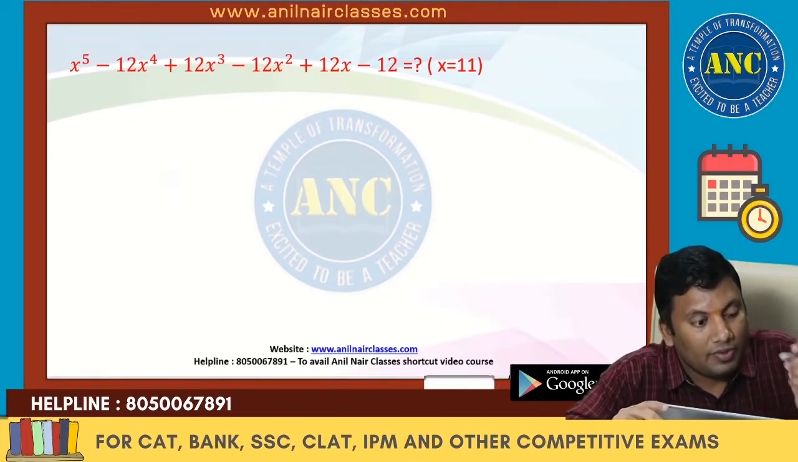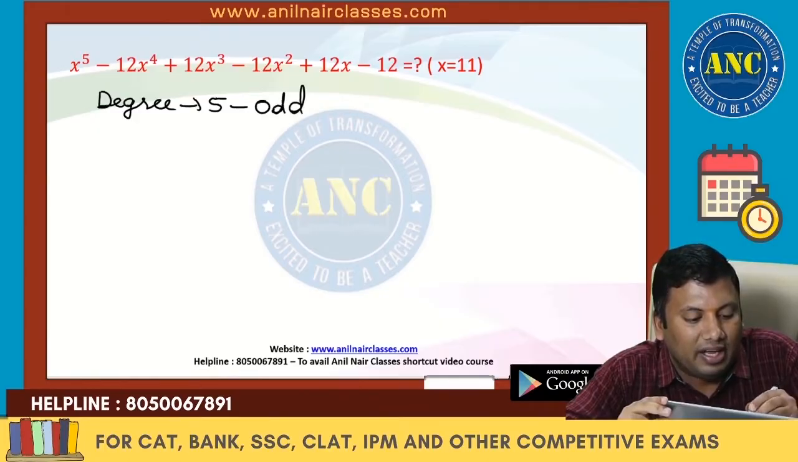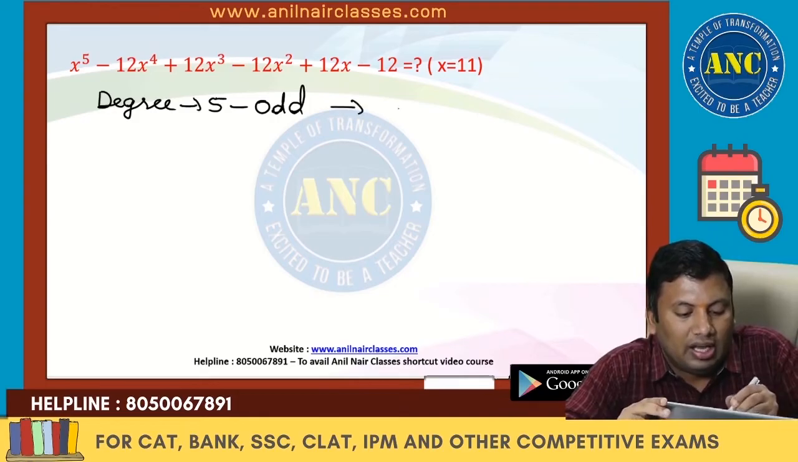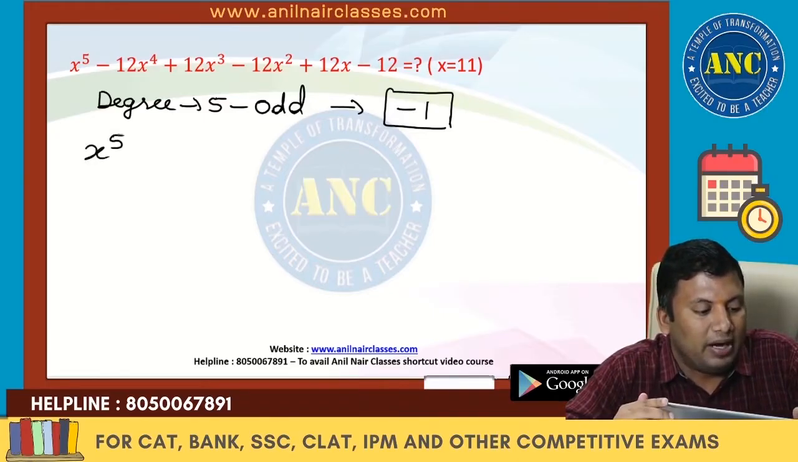First question. The degree is 5, which is odd. If it is odd, what will be the answer directly? It is -1. It is a complete equation.